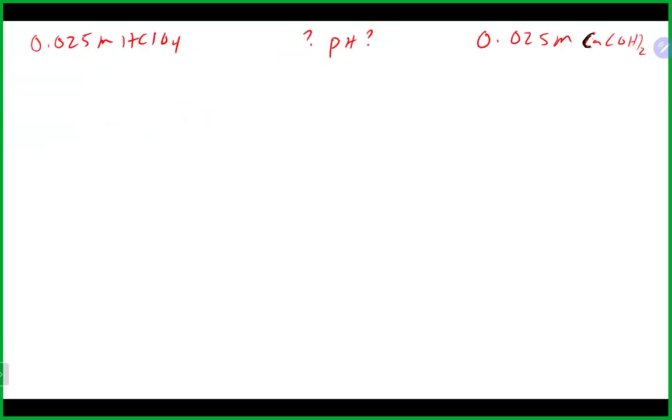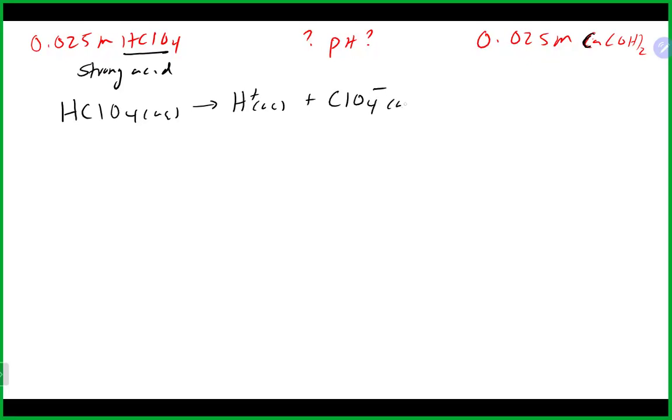Okay, so let's take a look. First off, we have 0.025 molar perchloric acid. Once again, perchloric acid was on that list of strong acids, so we know that this is definitely a strong acid. In this particular case, what that means is that, like all strong acids, it will pretty much 100% break apart into ions. And for our pH, it is the H plus concentration that's important.